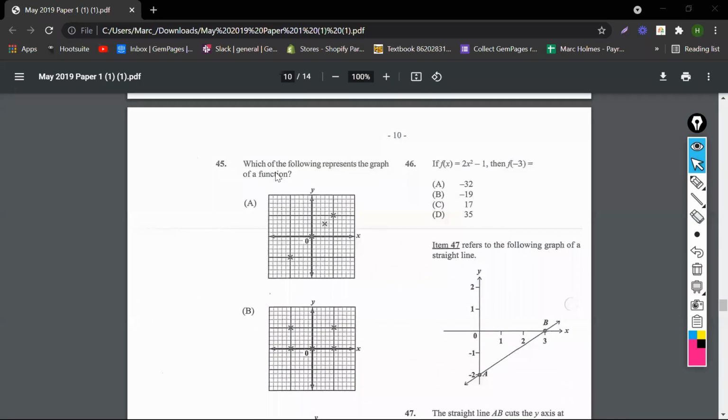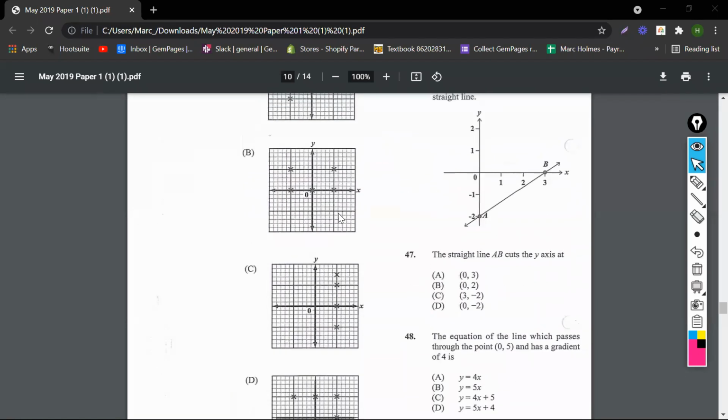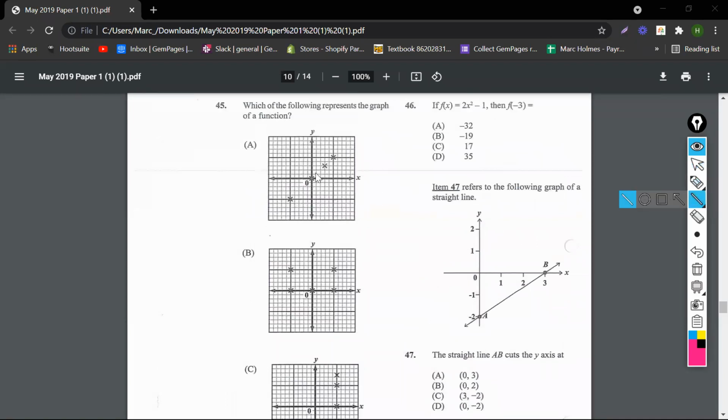All right, so this one now, guys, it says, which of the following represents the graph of a function? The only one that represents the graph of a function here is A. Let me put a big vertical line through everything, the vertical line test. For a function, your graph has to pass the vertical line test.